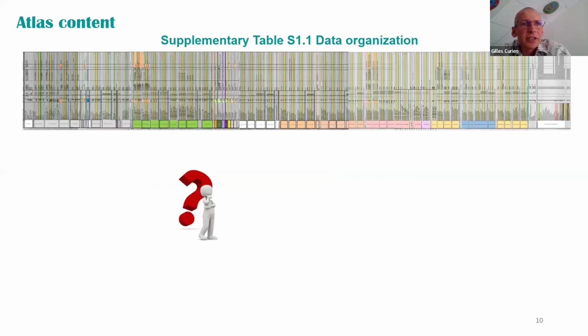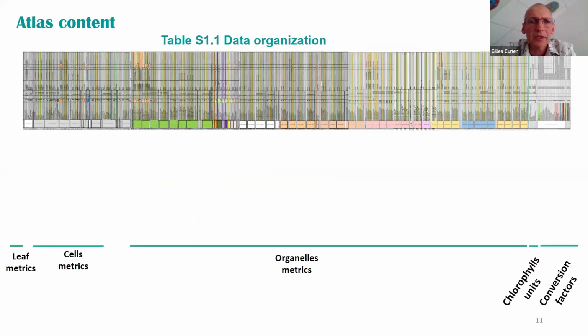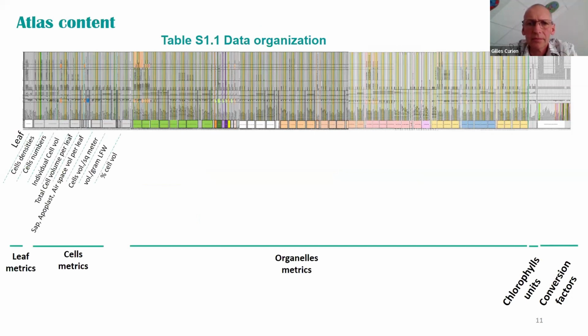So now we enter into the hard stuff, this table S1 that you can't see at a single glance when you look at it on the computer. So I placed it horizontally, and I will try to help you and guide you in this table. If we start with high-level information, you have on the top the leaf metrics, below the cell metrics, then the organelle metrics, chlorophyll units, and conversion factors. I will detail that later.